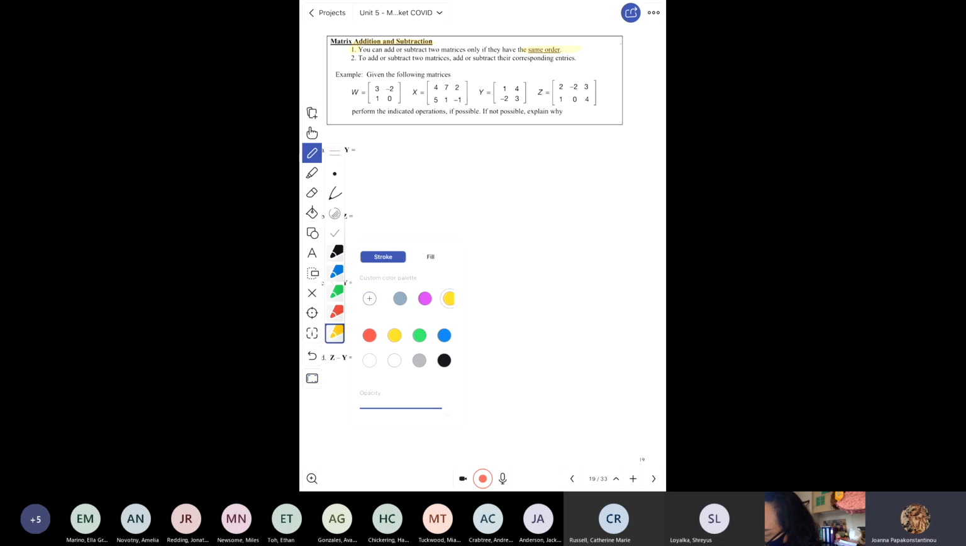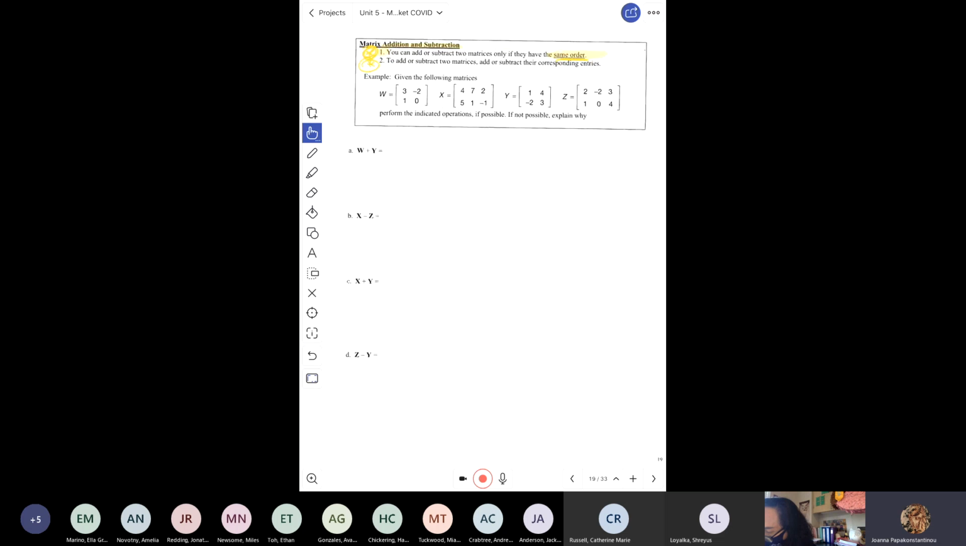Now notice, these are the rules for adding and subtracting. These are not necessarily the rules for any other operation. To add or subtract matrices, they have to have the same order. Why? Because all you do is perform that addition or subtraction on the corresponding entries. So I have given you 4 matrices, and I'm asking you to perform these 4 operations if possible, and if not possible to perform this addition or subtraction, explain why.